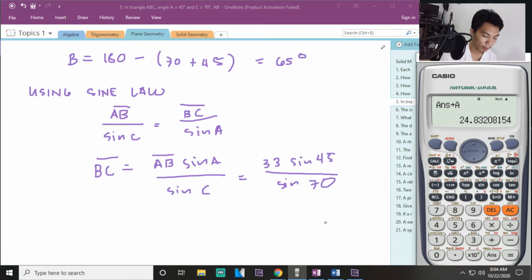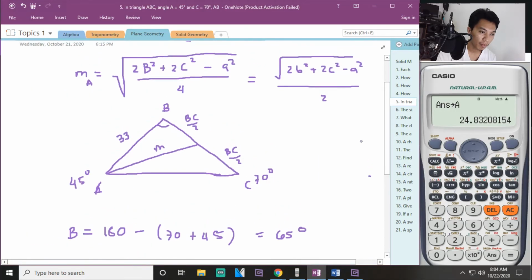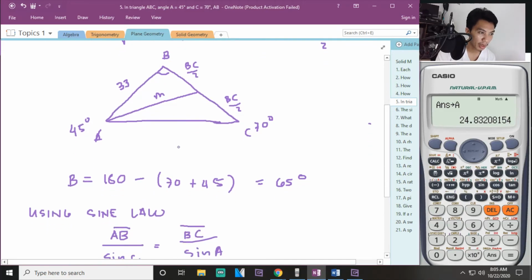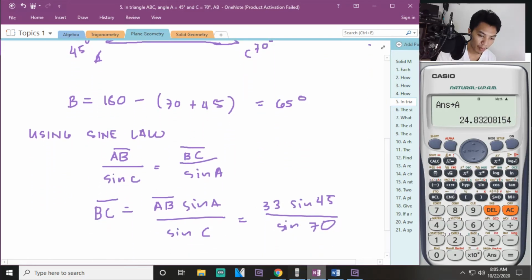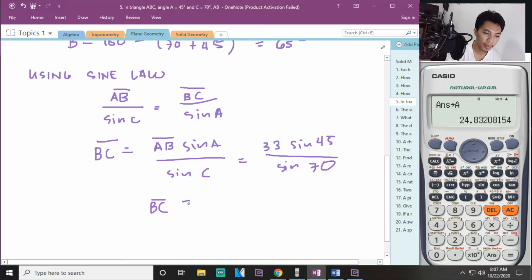Parang may mali ako. AB, tapos yung ilalim niya, sine. Wait, may tumatawag sa akin. Pause ko muna. So the value of BC is 24.83 meters.